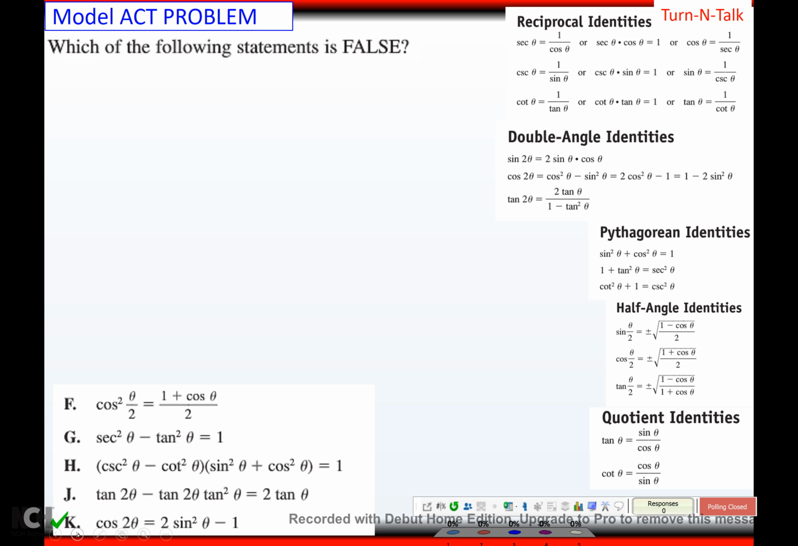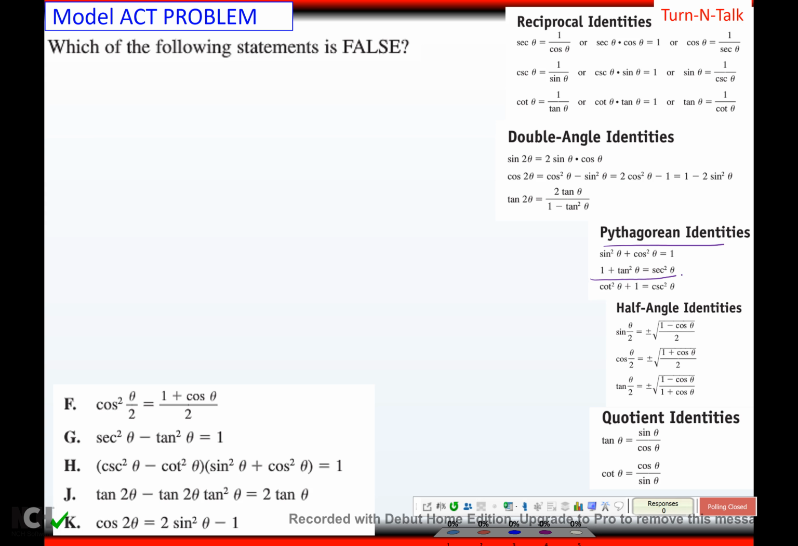Okay, so let's see. There is no cosine squared half angle. The secant squared minus tangent squared. Like again, if I was approaching this for a real ACT, I'm going to try and eliminate the ones that I can see first. So if I'm trying to find the one that's false, I'm going to look real quick at the ones that are easy. Pythagoreans are pretty easy to figure out. So I'm going to see if this is true.